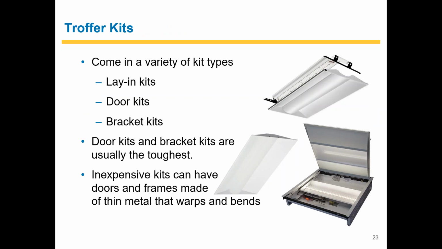Troffer kits, I've already talked about this a little bit. There's lay-in kits, which is kind of like the bottom one here, where you're putting the LED elements into the fixture pan, and then you're putting a door on the front. There are others that are bracket kits, like this top one, where you're basically installing a bracket that contains your light engine, your driver, and what's going to hold the lens and diffuser. And then you're going to have fixture kits where everything is basically super light and designed to sort of rock into the existing fixture pan.